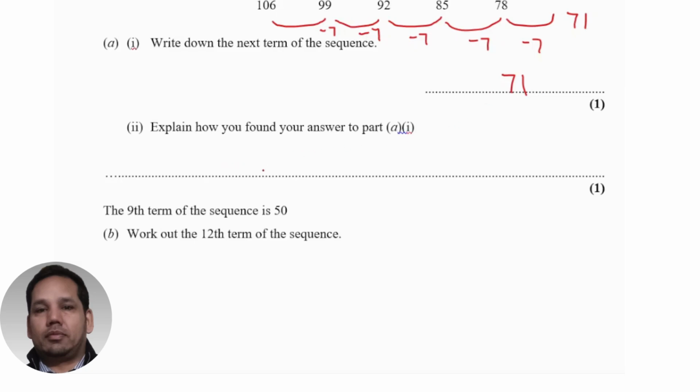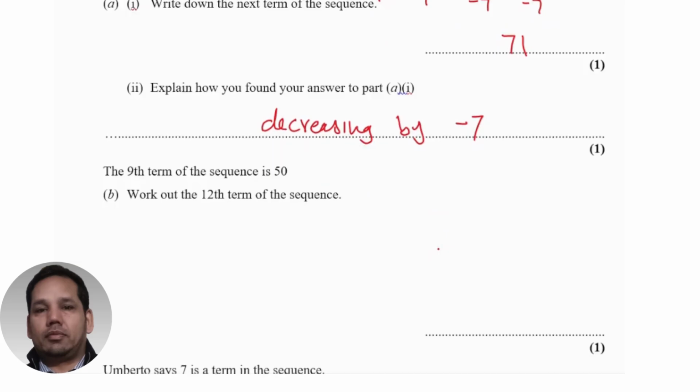Okay, explain how you found your answer to part A. How you found the answer? What we are doing, we are decreasing by 7. So we're going to write the same thing here. Decreasing by 7. So what we are doing, we are taking away 7 every time to get to the next number. Okay, let's see the next one.